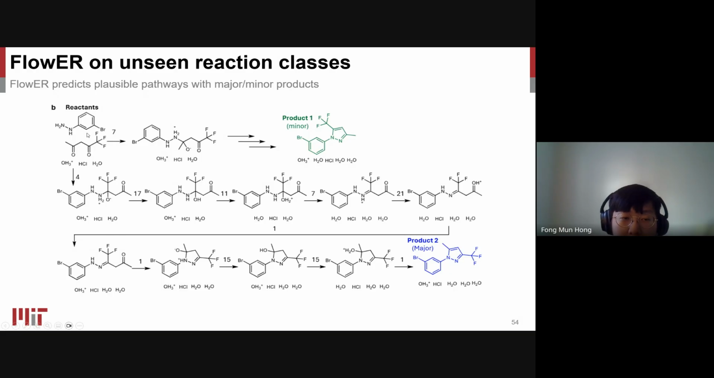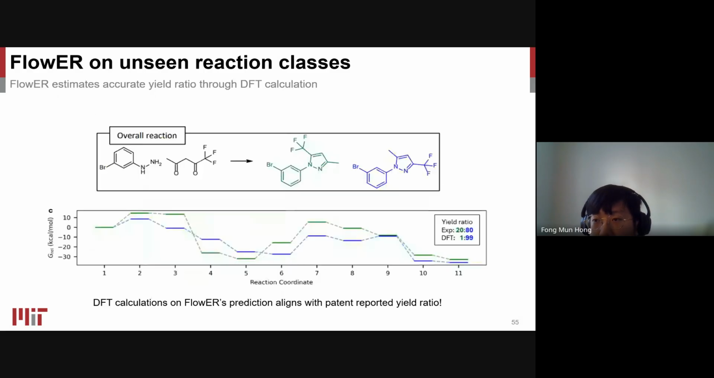This means that for every step, Flower makes multiple model calls that refine to this step, and to this step, and to this step. That is probably 10 steps. This helps us, as we branch out, to form both the major product and the minor product.